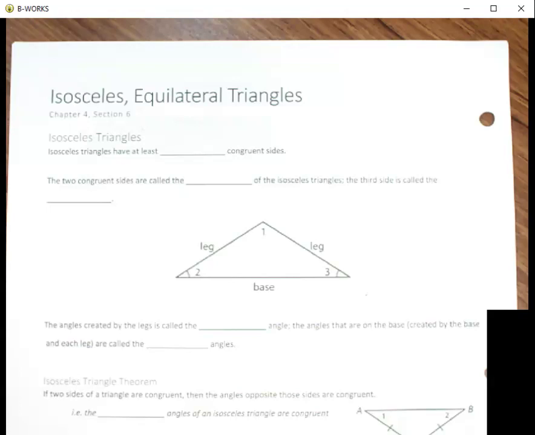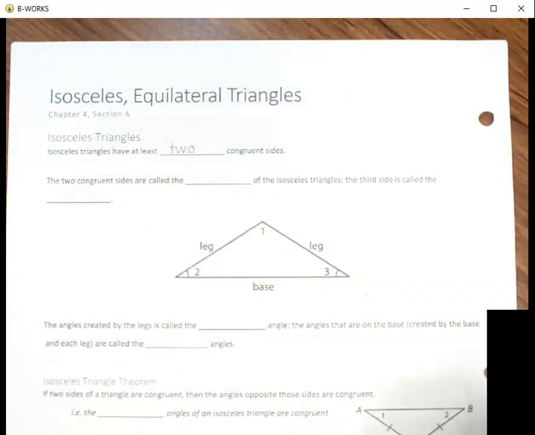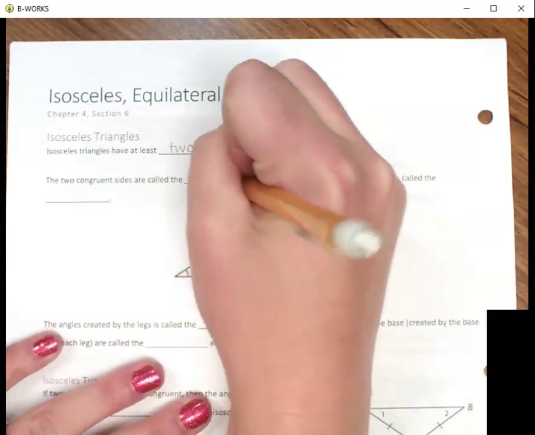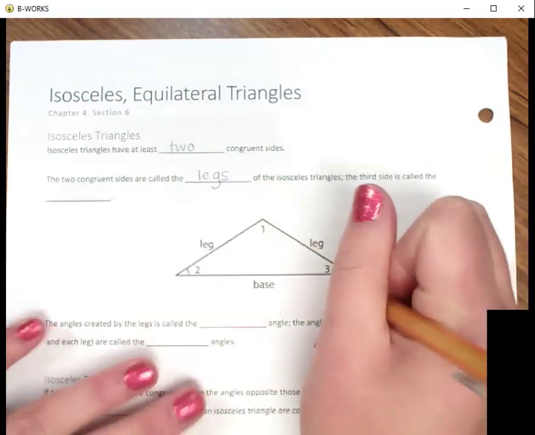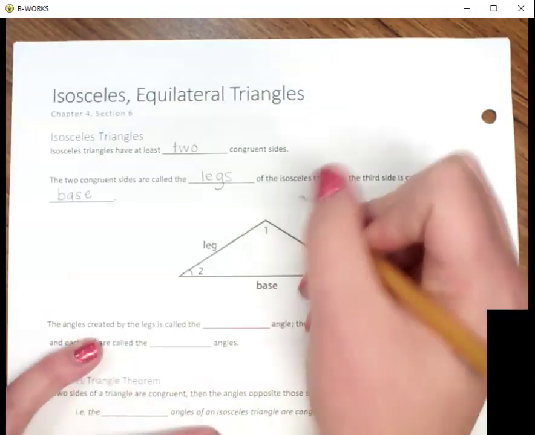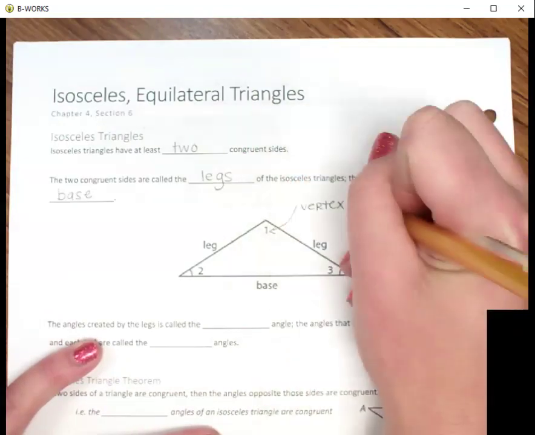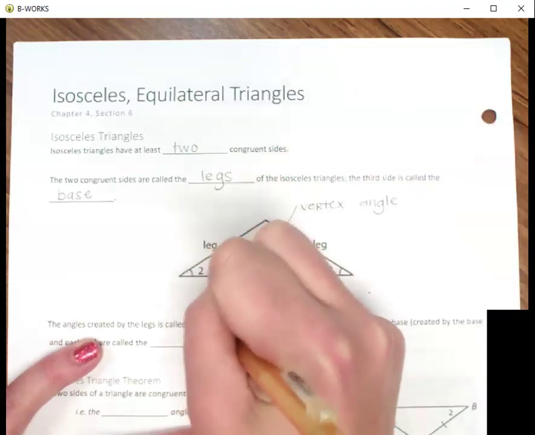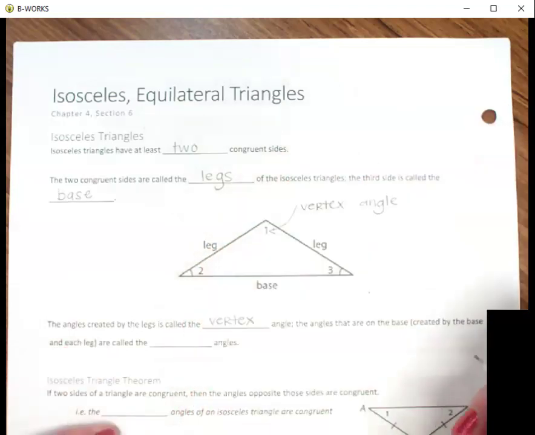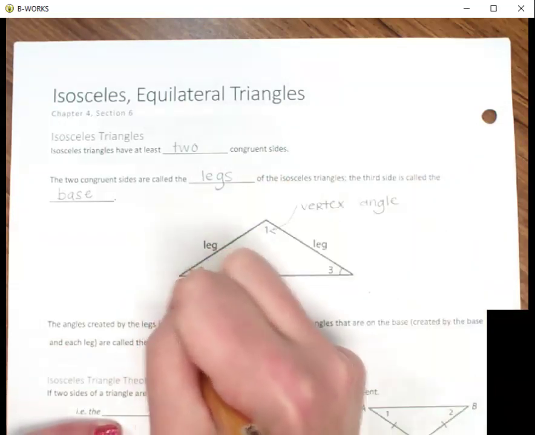4.6, we're going to focus more on isosceles and equilateral triangles. Just a reminder, isosceles triangles have at least two congruent sides. The two sides that are congruent are called the legs. And the third side that is not congruent to either of the other two is called the base. The angle that is created by the legs is called the vertex angle. And the angles that are on the base are called the base angles.